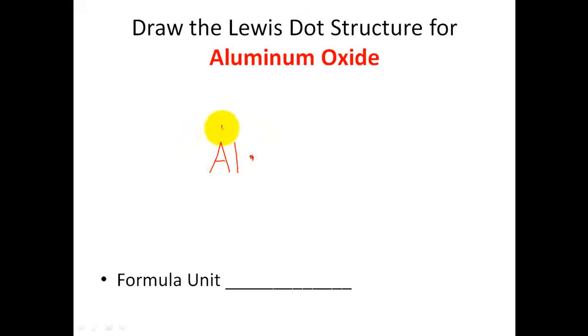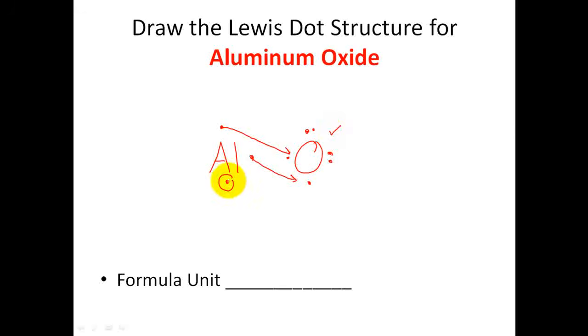Aluminum has 3 outer shell electrons, it's in group 3. Oxygen, as we've already seen, has 6. 1, 2, 3, 4, 5, and 6. And I'm going to transfer aluminum's electrons over here. One's going to go there, and the other one's going right there. I still have 1 more to get rid of down here. Now oxygen has the 2, the 4, now it has 5, 6, 7, 8. It is full, alright? I'm done with that oxygen.